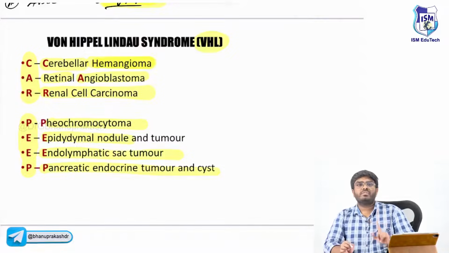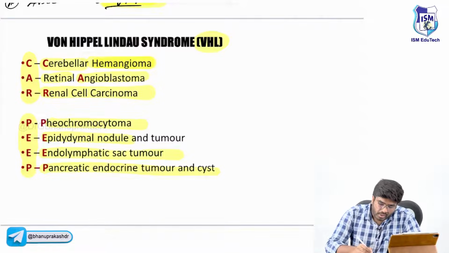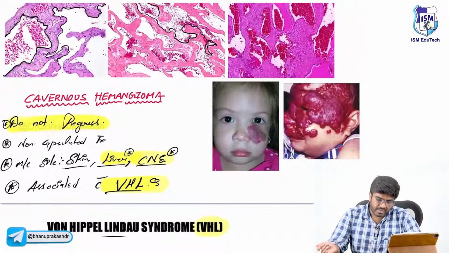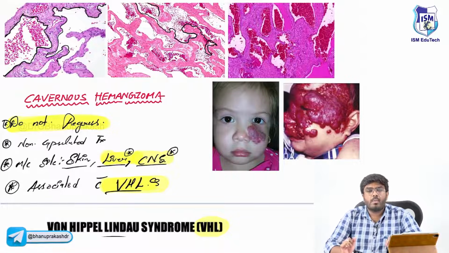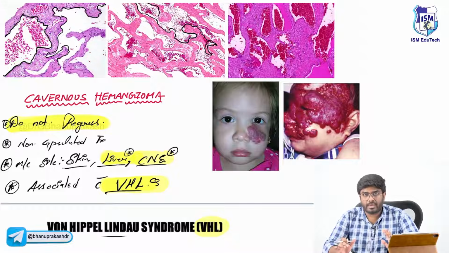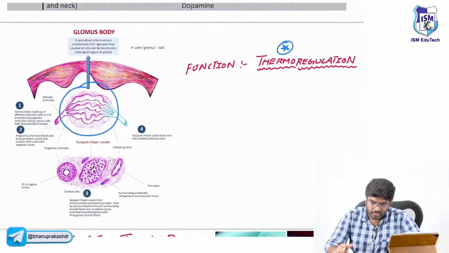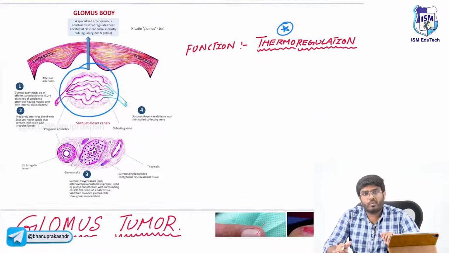So in von Hippel-Lindau syndrome, one point I want you to know is that it is associated with hemangiomas. Which hemangiomas? Cavernous hemangiomas. They do not regress. Most common sites are skin, liver, and central nervous system. Do not regress. Highly branched blood vessels are seen on the biopsy. Okay, associated with VHL, von Hippel-Lindau syndrome. This is not important. Next, the third type of tumor is glomangioma.